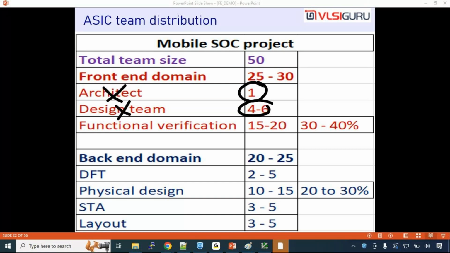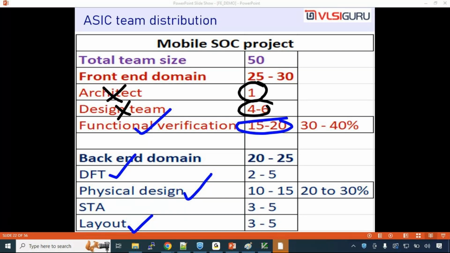So mostly companies hire freshers in functional verification because there are a lot of opportunities. They will hire some freshers. After 1 year, you become experienced and you start contributing. DFT also they hire, physical design, layout. So how many domains are there where freshers are hired? 4 domains. One is functional verification, one is DFT, one is physical design, one is layout.